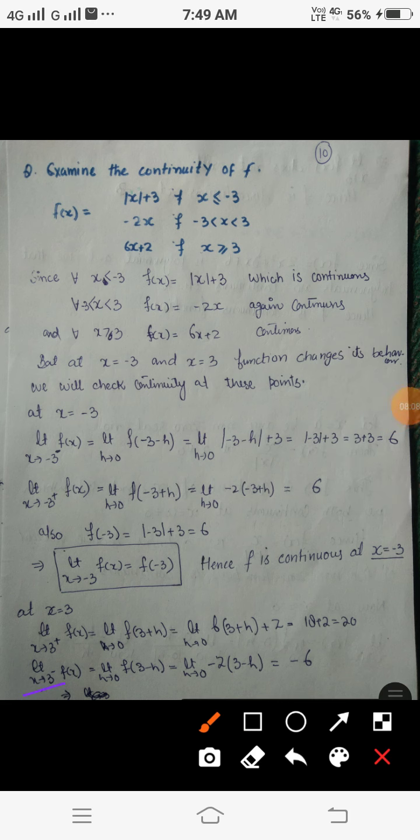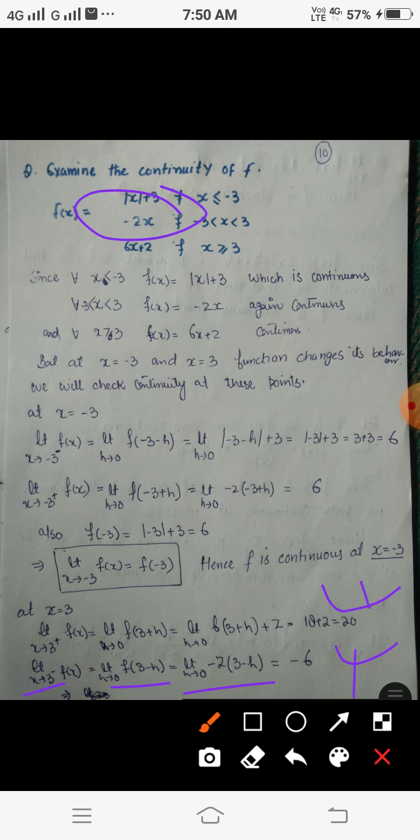Similarly, the left limit at this point x equals to 3 is limit x tends to 3 negative f of x, which is limit h tends to 0, f of 3 minus h. Now 3 minus h is the point which is less than 3, so we have to put this 3 minus h in -2x, because f of x is defined by -2x for all the points which are less than 3 and greater than -3, which is simply limit h tends to 0 of -2 times 3 minus h, that is -6. So at x equals to 3, right limit is 20, left limit is -6, so right limit not equals to left limit.